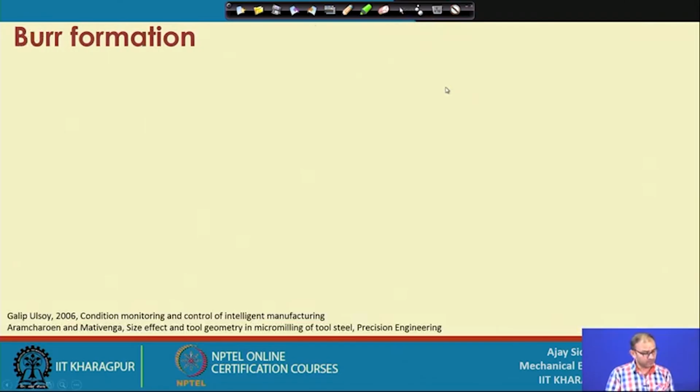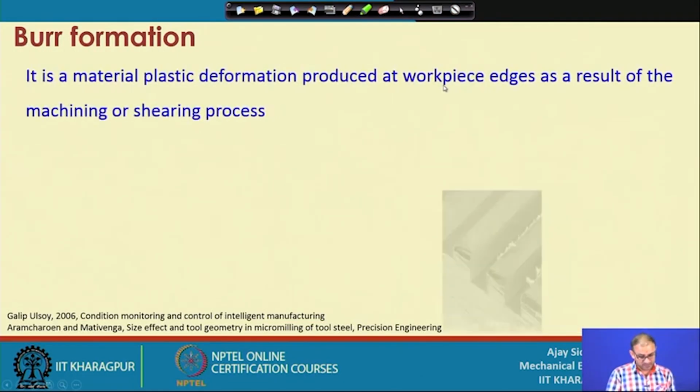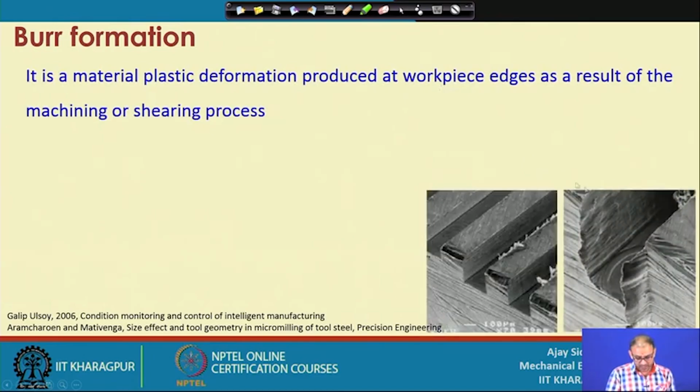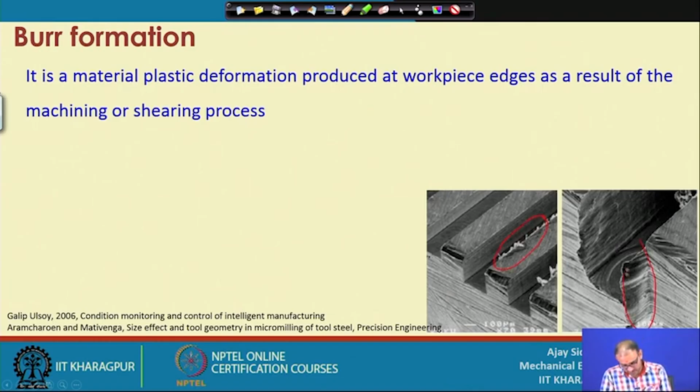Now, coming to one new topic, that is called burr formation, because we know that when you do cutting of any material, you end up with some of the material which still sticks to the surface, and at a later stage you have to do something to remove it. So, these are the unwanted materials. Now if you see, this is the channel which is created, but some material still sticks to the surface.